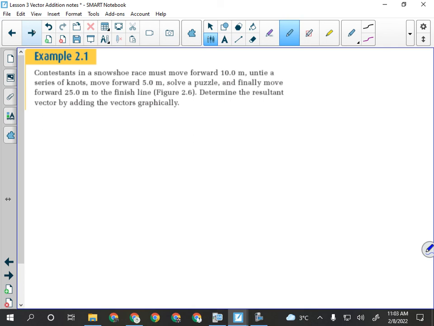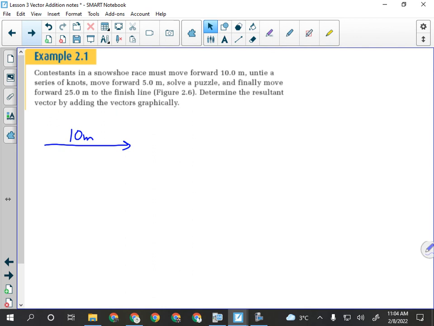So these contestants who live in the most boring town in the world do this snowshoe race where they move forward 10 meters and untie a bunch of knots, and then move forward 5 meters and solve a puzzle, and then move forward 25 meters to the finish line. Determine the resultant vector by adding the vectors graphically. That doesn't mean using a graph, it means drawing a picture, a vector diagram of this situation. So this situation looks like this.